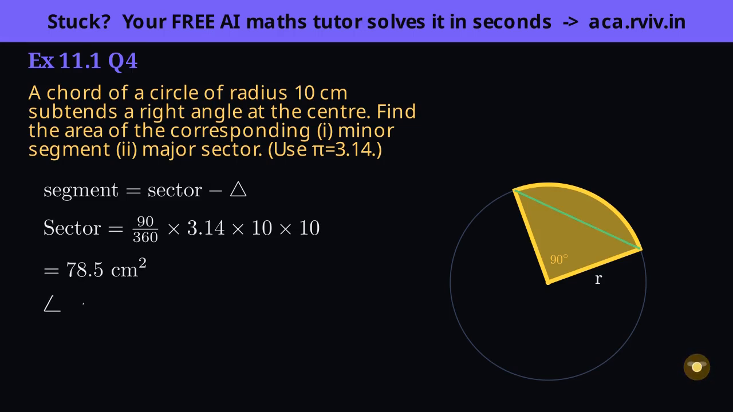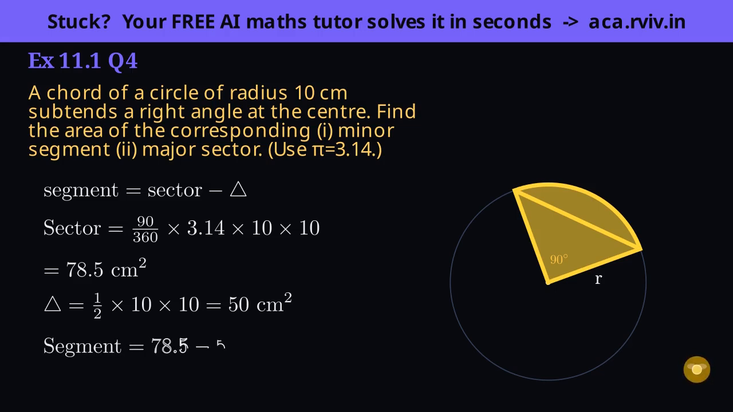Here's why the right angle is a gift. The triangle's 2 sides are radii, and they meet at 90 degrees, so those radii are the 2 perpendicular legs. Area of a right triangle is just half of leg times leg, half of 10 times 10, which is 50. No trig, no dropping perpendiculars, no chord to compute. Now subtract. Following our plan, sector 78.5 minus triangle 50 leaves 28.5 square centimeters. That's the minor segment.